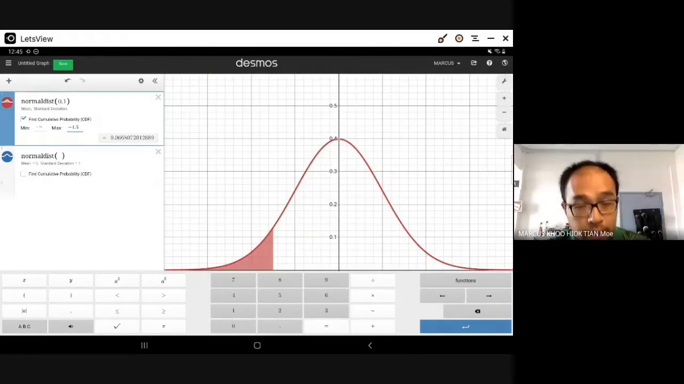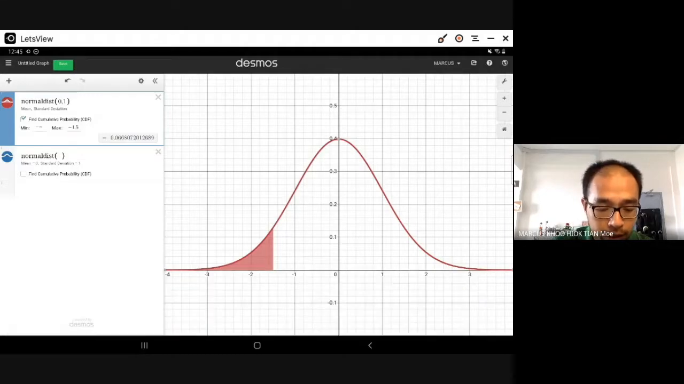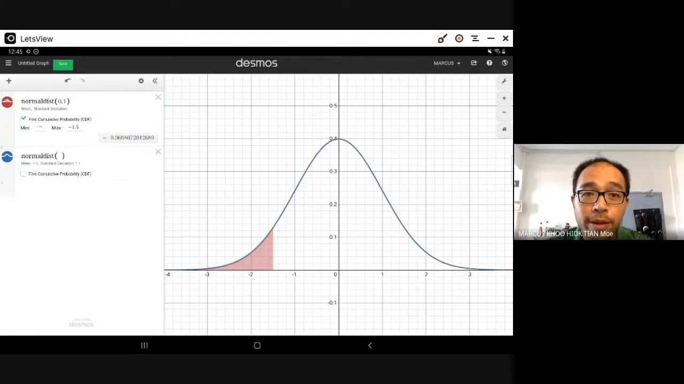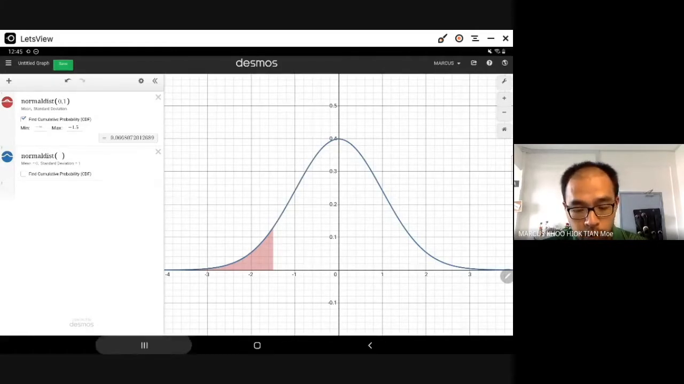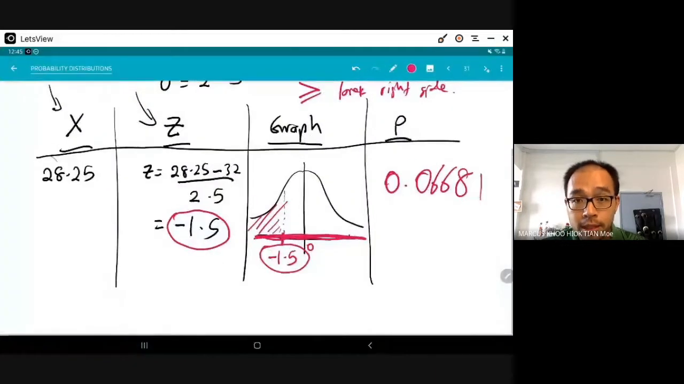Look at this. Look at the value of the probability, 0.066807. Okay, the Desmos value is obviously the most tepat lah. Okay, look at how the graph is drawn. The graph is drawn exactly like how we would draw when we were using the table just now.